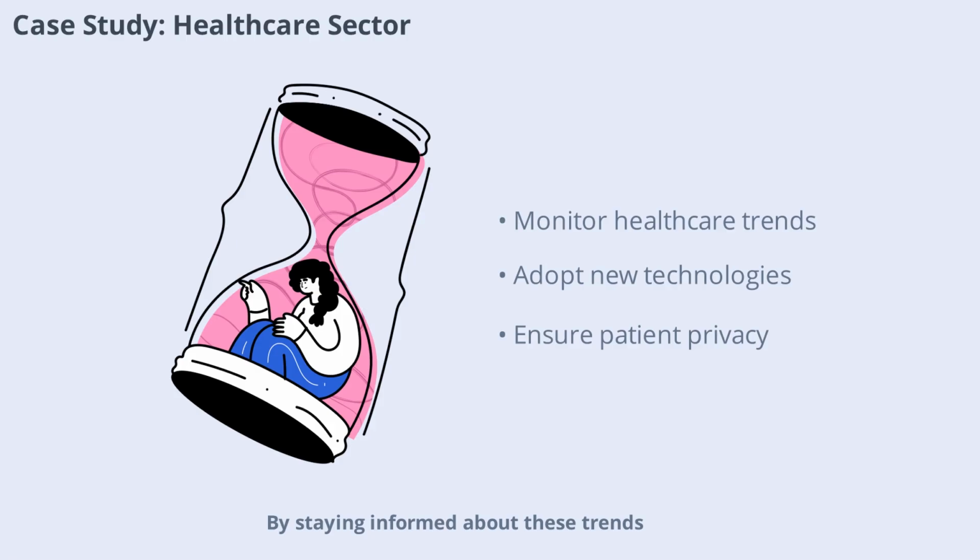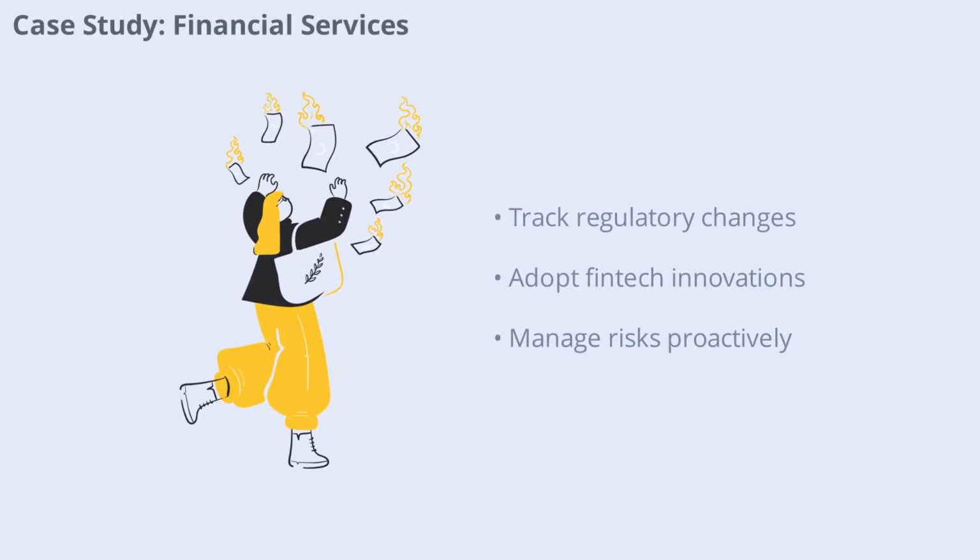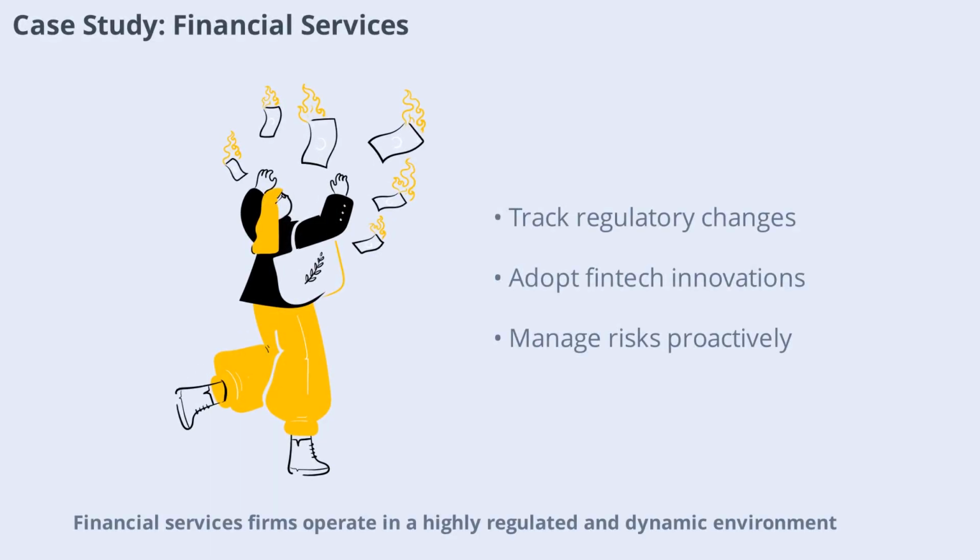By staying informed about these trends, healthcare providers can improve patient care and remain compliant with evolving standards. Financial services firms operate in a highly regulated and dynamic environment. Macroenvironmental scanning helps them stay ahead of regulatory changes, economic shifts, and technological innovations like fintech. By proactively monitoring these factors, financial institutions can manage risks, seize new opportunities, and maintain customer trust.